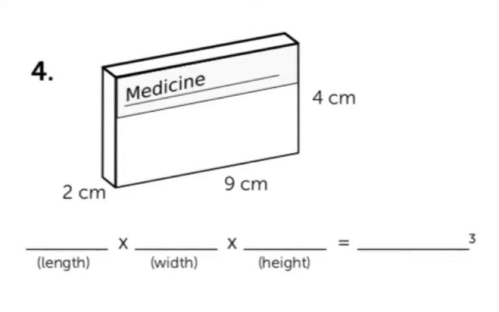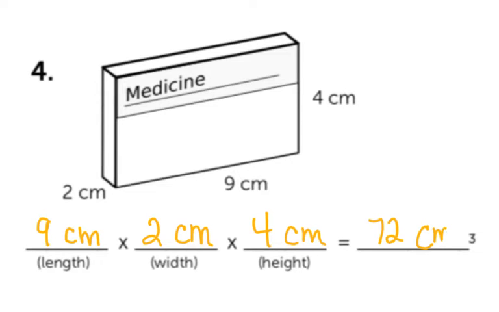All right, here we go. So length in this case, here's our 2 sides. The length in this case would be 9 centimeters. The width would be 2 centimeters. And our height would be 4 centimeters. So if we do this here, instead of doing 9 times 2 first, I'm actually going to do the 2 times 4 first, which is 8. And then 8 times 9 is 72. So I would get 72 centimeters cubed, or cubic centimeters.